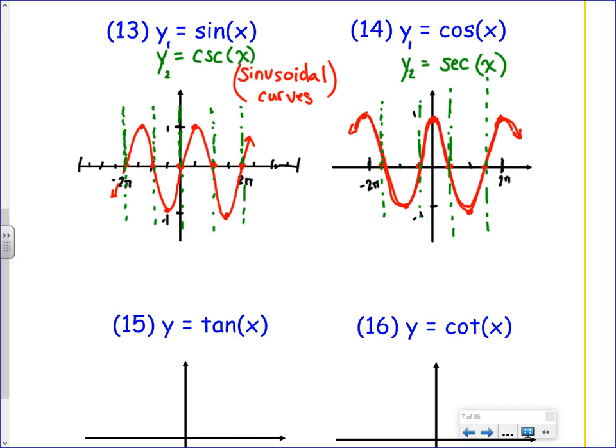And then 1 over the reciprocal, so whenever sine is 1/2, cosecant will be 2. Whenever sine is 1, well, 1 over 1 is 1. Whenever sine is 1/2, cosecant will be 2. What does cosecant do? Bounce off it. What does cosecant do? Even in the negative direction, bounce off. Bounce off.